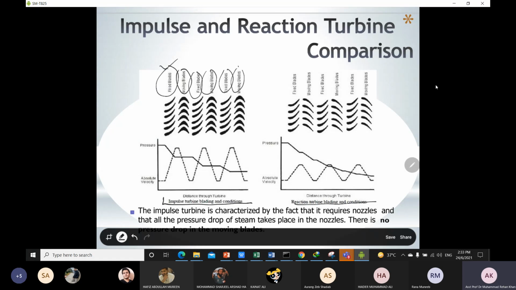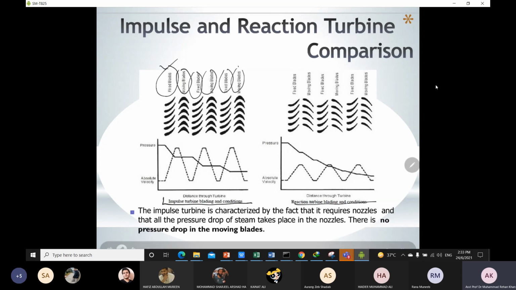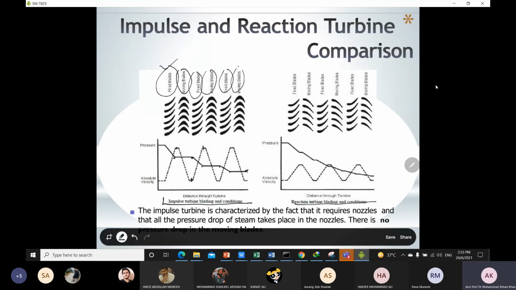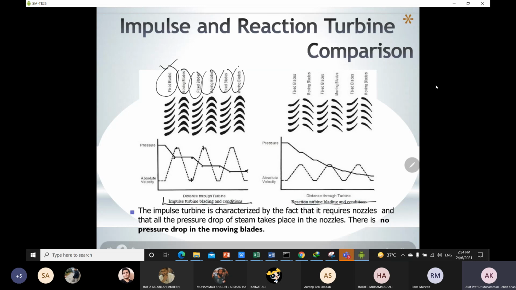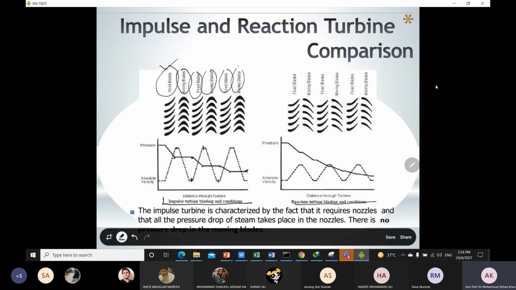Now if we take a look at the pressure velocity diagram in this type of multi-stage turbine, the pressure decreases at the end of your stationary blade, then remains constant, then decreases, then remains constant, then decreases, and then remains constant. That is for the case of impulse turbine. Velocity at the end of the stationary blade is maximum, then decreases. When it passes through the moving blade, it further increases. When it passes through the fixed blade, it again decreases. Then moving blade, the same pattern is followed.